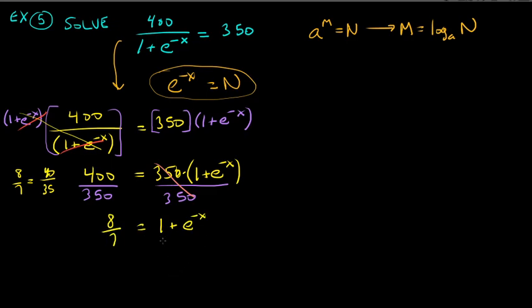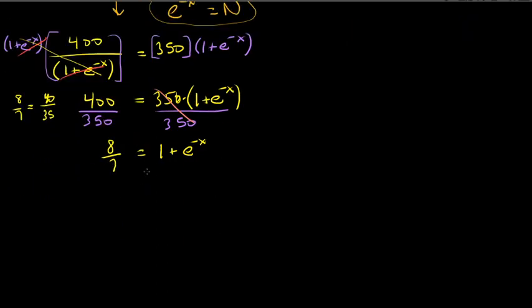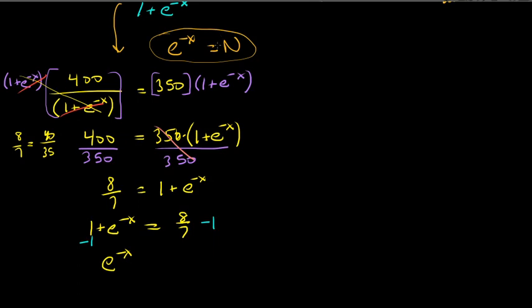Okay. Now this is looking a lot better. Why don't I just switch sides? So I'll put the 1 plus e to the negative x on the left and the 8 over 7 on the right. So you can see what we want to do now. We just want to take away the 1 from both sides. So subtract 1, and that isolates the e to the negative x. Remember, that was our goal. e to the negative x equals what? In this case, e to the negative x equals 8 over 7 minus 1, but that's 8 over 7 minus 7 over 7, which is just 1 over 7. Okay. So that's the n up here. The n is really just 1 over 7.